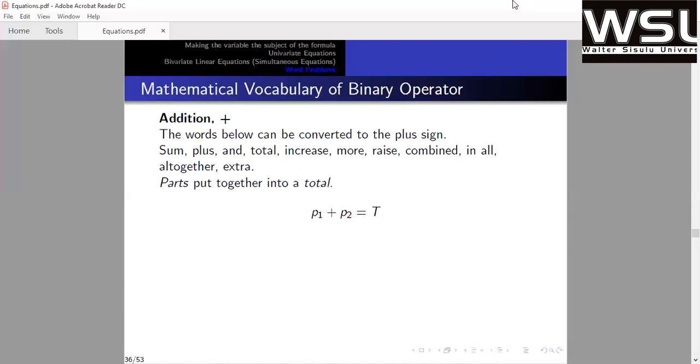For instance, when you say that we are putting two parts together into a total, P1 plus P2, one may say in words, the total of P1 and P2 is T, meaning P1 plus P2 is T. Or another statement might say, the sum of P1 and P2 is T, same statement.